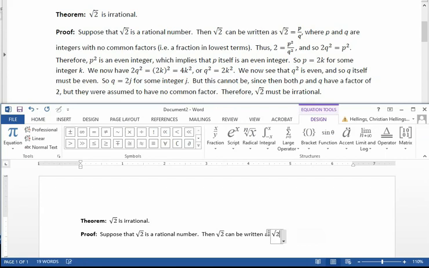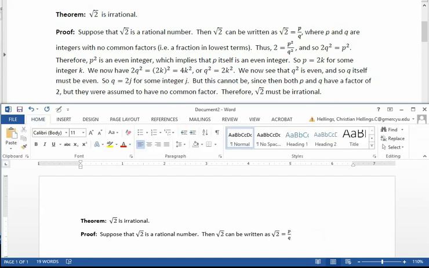once more, \sqrt space 2 space, but now there's more to the math, so equals. Now for P over Q, I'm going to type P/Q, and then I'm going to hit space, and you see that it formats it as a fraction. Right arrow key to leave the math mode, to leave the equation editor, comma, where P and Q are integers.